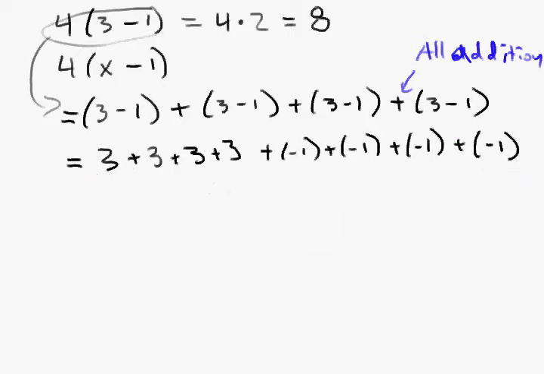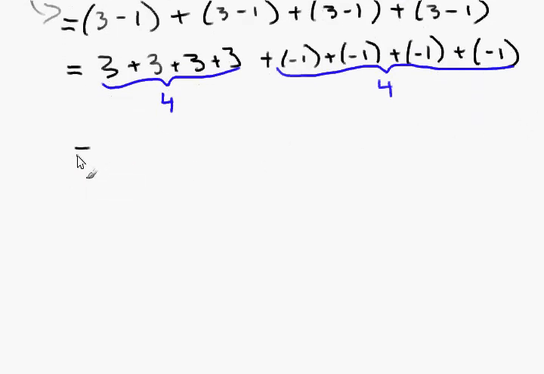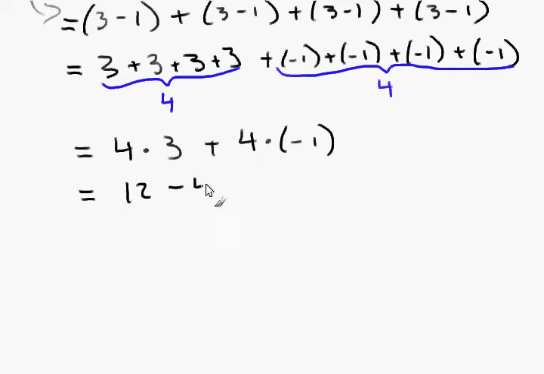And then let's take a look here. We have 1, 2, 3, 4 of them. And then over here we have 1, 2, 3, 4, 4 of them as well. So this will simplify to 4 times 3 plus 4 times the negative 1. And when we perform those operations, we get 12 minus 4, which is 8. Huzzah!